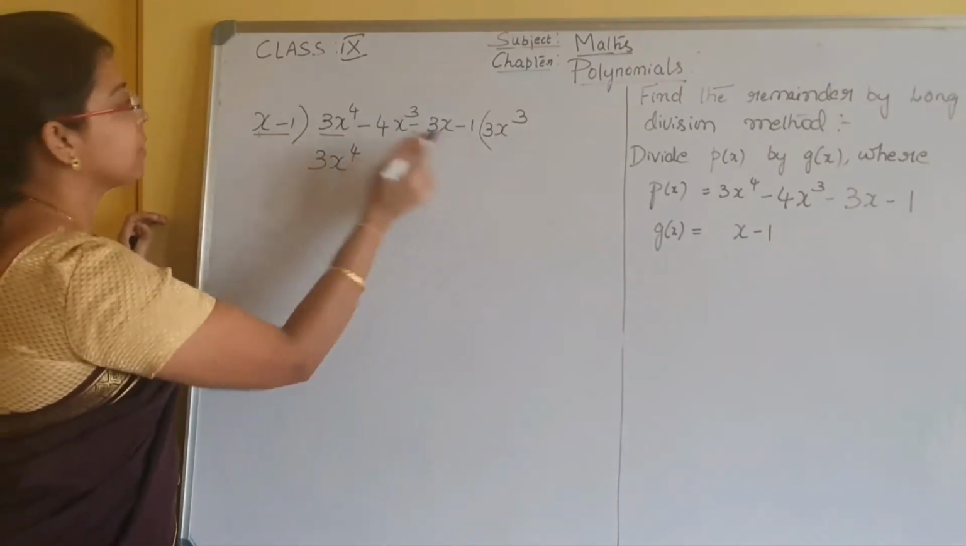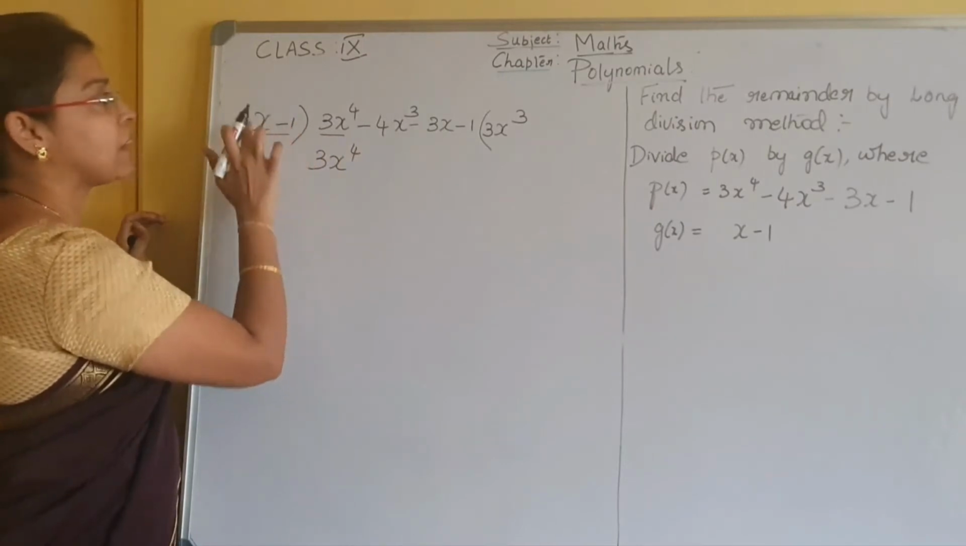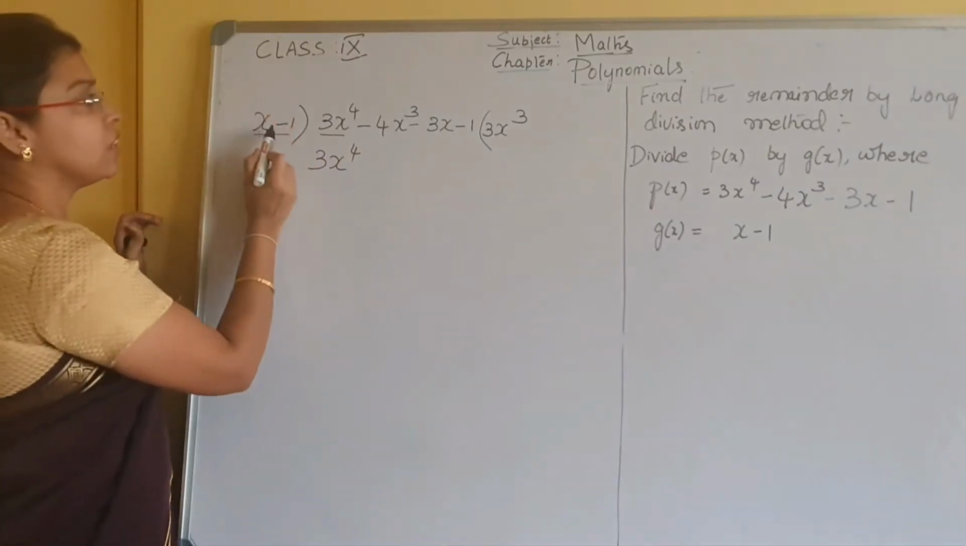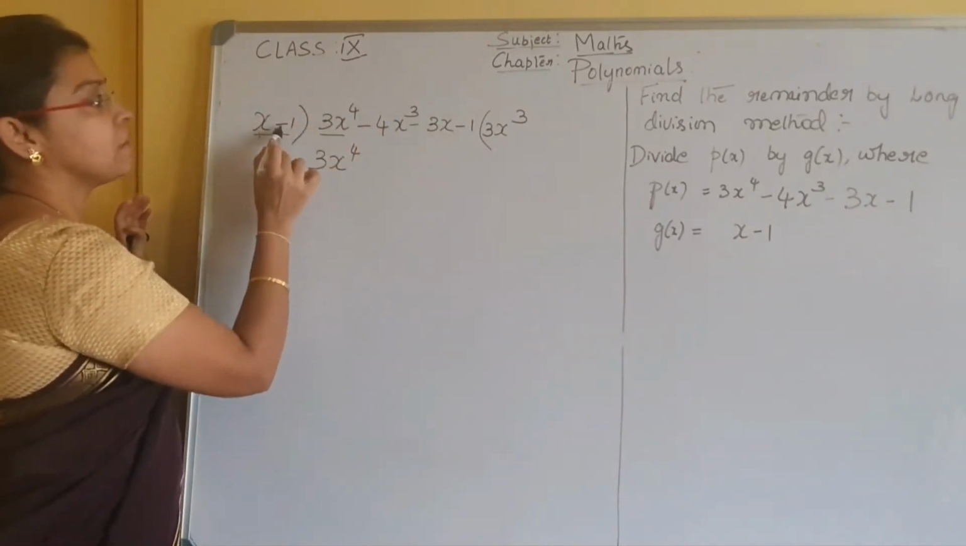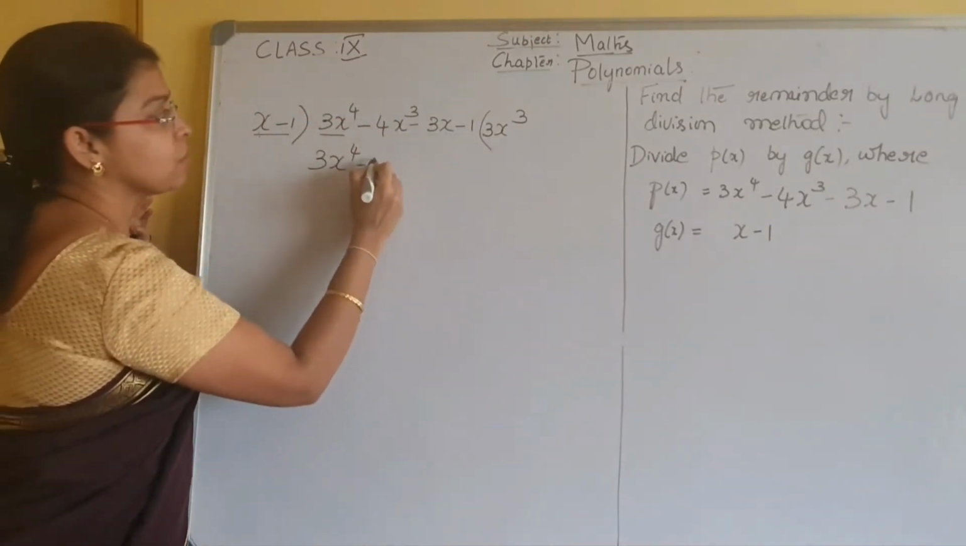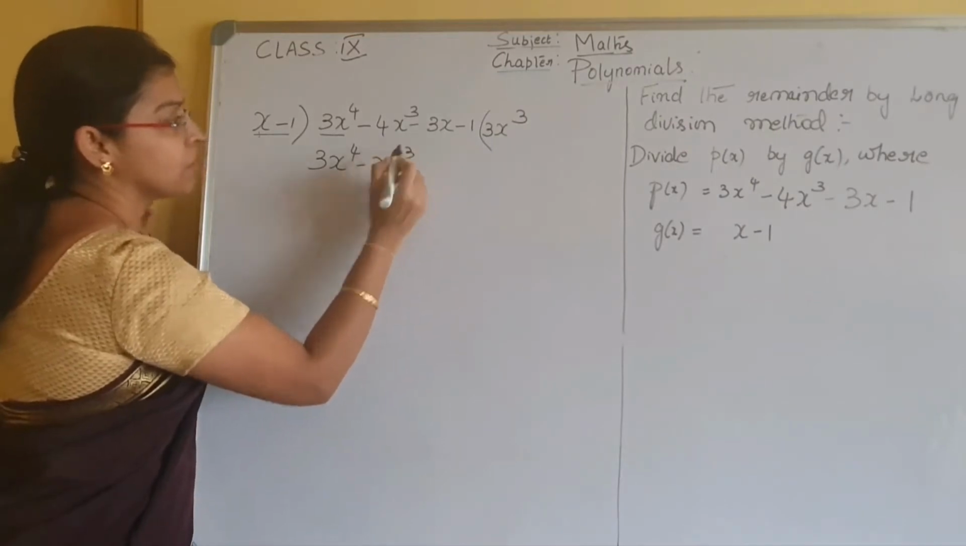We will not worry about the constant part. We will only check the variable part. Whatever is remaining, you will just write it. Minus 1 into 3x cube gives you minus 3x cube.